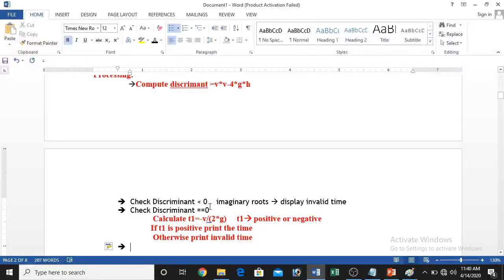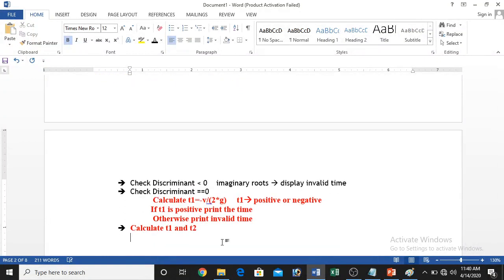If it is not less than 0 and not equal to 0, the last option left out is greater than 0. At that time you are going to calculate t1 and t2. How are you going to calculate? So t1 will be equal to minus b plus the square root of d, the discriminant, the whole content whatever you have, divided by 2 into gravity.